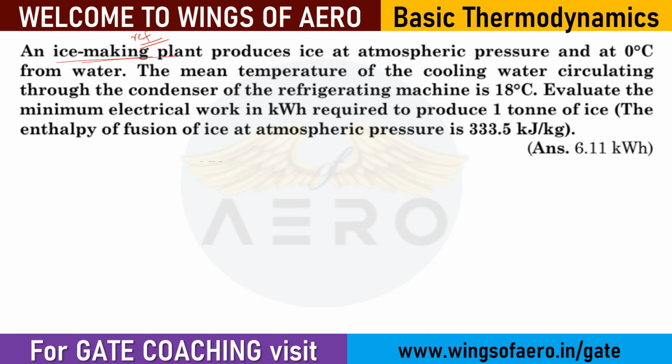Produce ice at atmospheric pressure at a given temperature, 0 degrees, from water. The mean temperature of the cooling water circulating through the condenser is given. Condenser, you know what it does, it liberates heat, and the machine temperature is given. Evaluate the minimum electrical work required to produce 1 ton of ice. Now what do you mean by 1 ton of ice? 1 ton of ice means 1000 kg. And they have given the enthalpy of fusion of ice at atmospheric pressure, the latent heat is given.